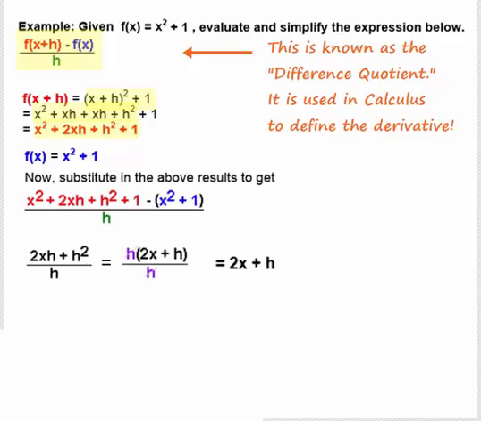Now we just plug those results into our difference quotient. We plug in the x squared plus 2xh plus h squared plus 1. We plug in the x squared plus 1. We put them all over h.